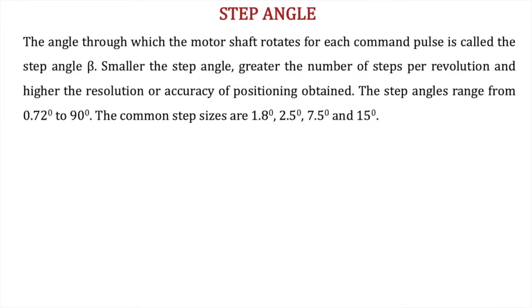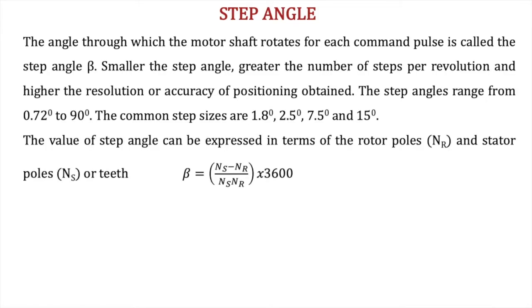What is a step angle? The angle through which the motor shaft rotates for each command pulse is called the step angle. The smaller the step angle, the greater the number of steps per revolution and the higher the resolution or accuracy of the positioning obtained. The step angles range from 0.72 degrees to 90 degrees, while the common step sizes in use are 1.8 degrees, 2.5, 7.5 and 15 degrees.